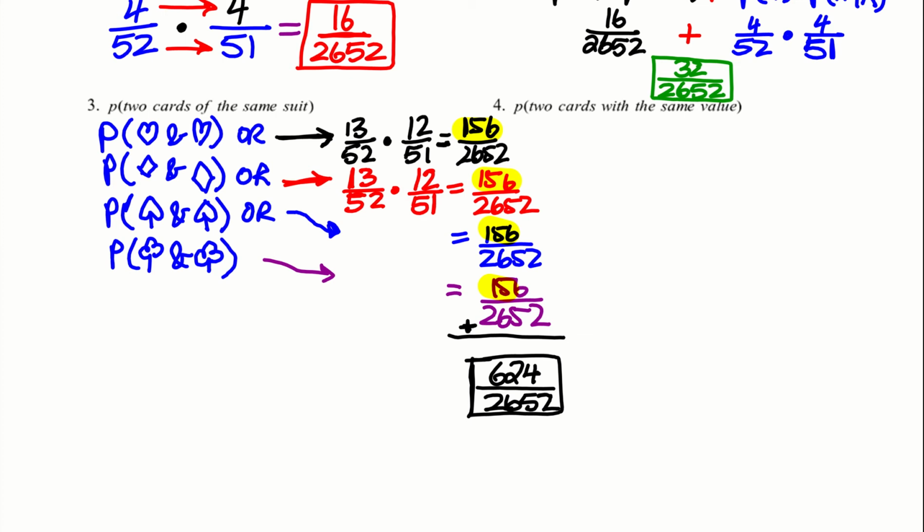So that's going to streamline the last one significantly, like significantly. Two cards with the same value. So probability, that could mean probability of getting a 2 and a 2. Or maybe it's a 3 and a 3.